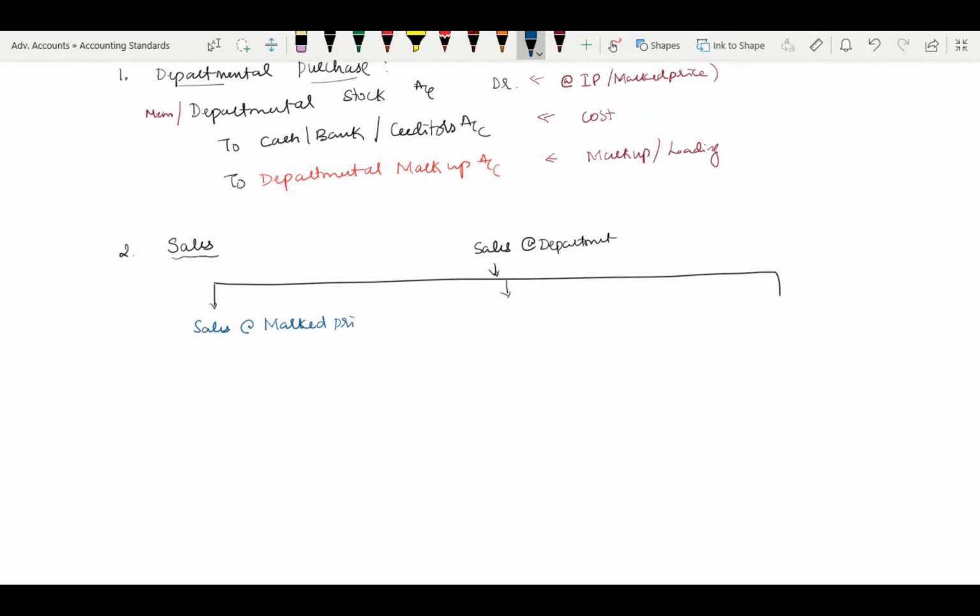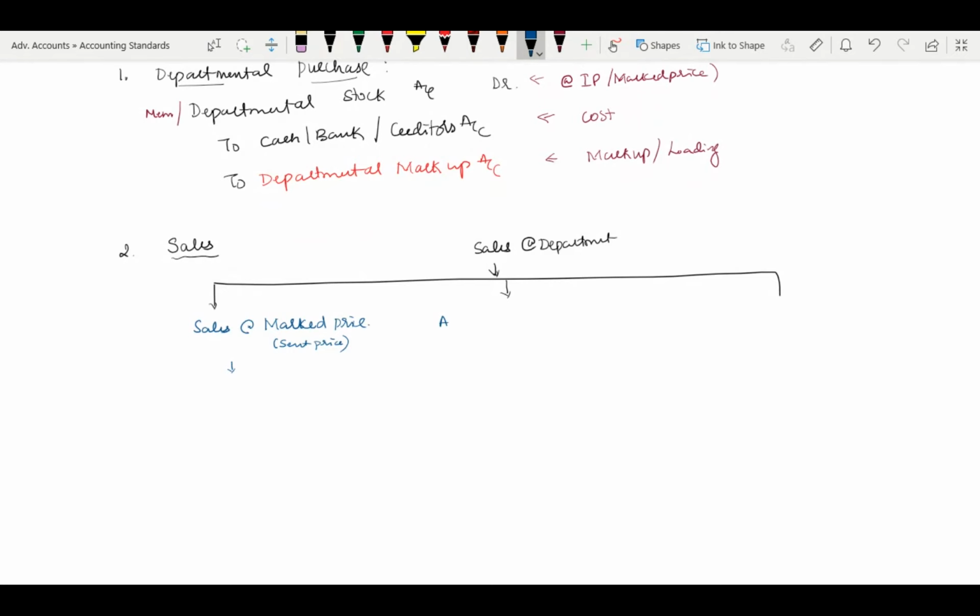Marked price means, in other words, the sent price. That is, at whatever price I have sent to you, if you sell at the same market price, then it is sales at market price. There is no plus or minus to be done. At what price I have sent, at the same price if you sell, this entry will come. Got it? Next is.